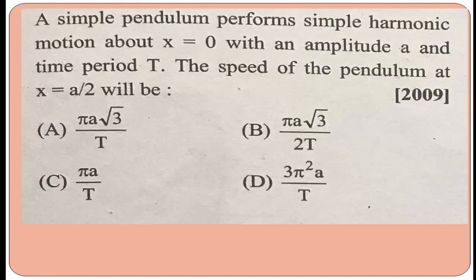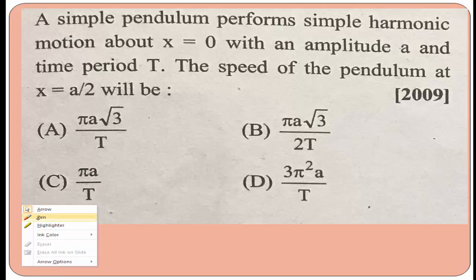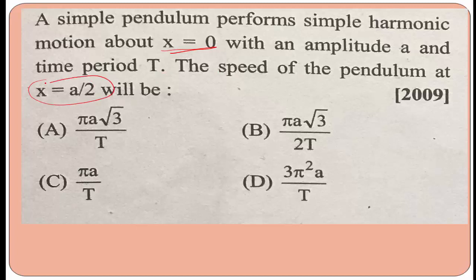Next problem: a simple pendulum performs simple harmonic motion about x is equal to 0, the mean position, with an amplitude A and time period T. The speed of the pendulum at x equal to A by 2, half of its amplitude, is?